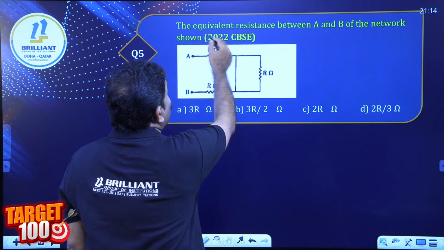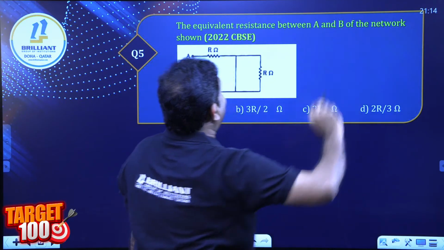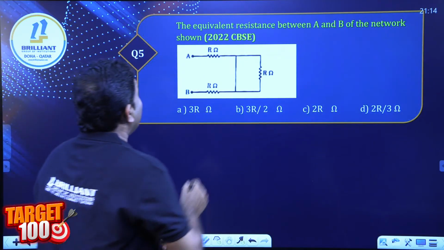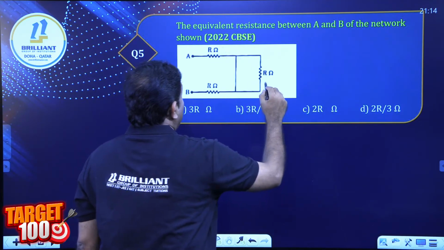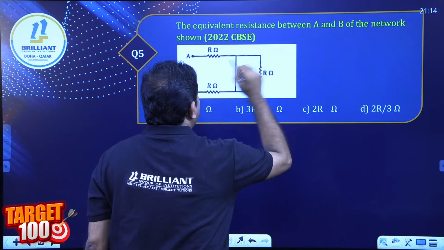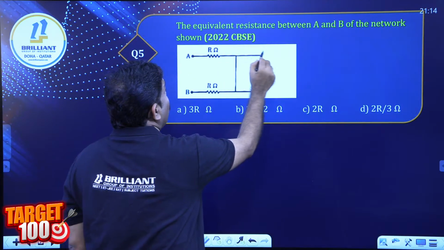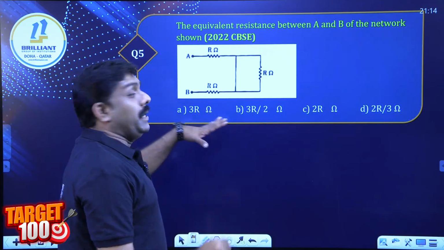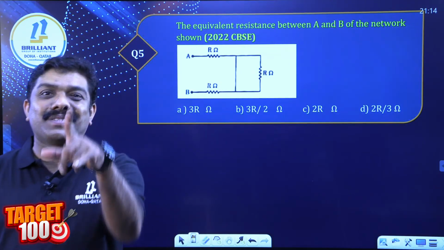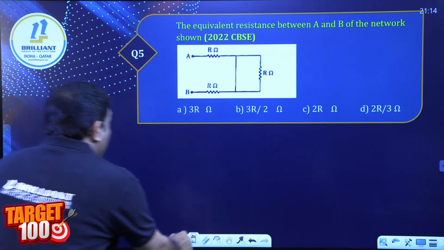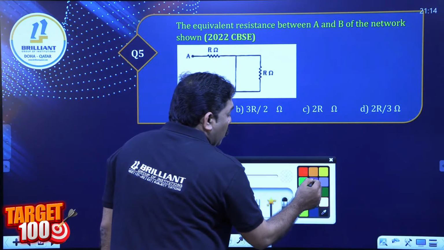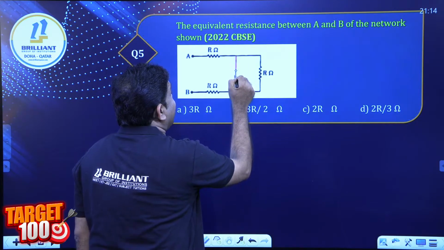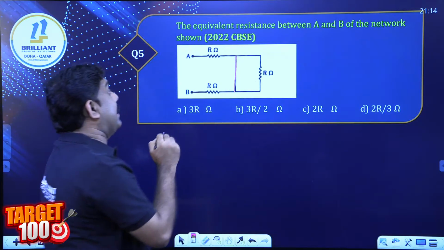Look, the question is the equivalent resistance between A and B of the network as shown. We may think that there is an R here, an R here, and an R here, so all 3 R are connected in series, and the equivalent may be 3R ohm. But that is wrong. Why is it wrong? Because there is a connection given here in this manner. So please see, there is a connection.